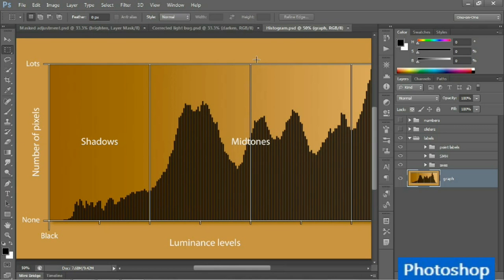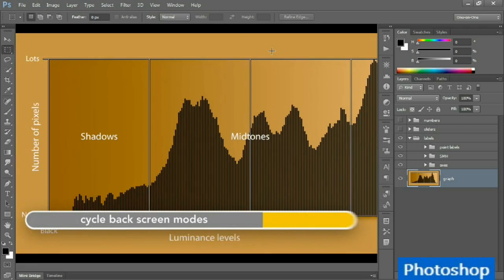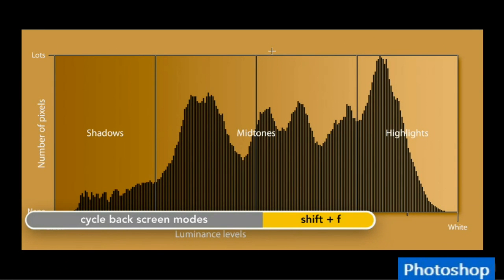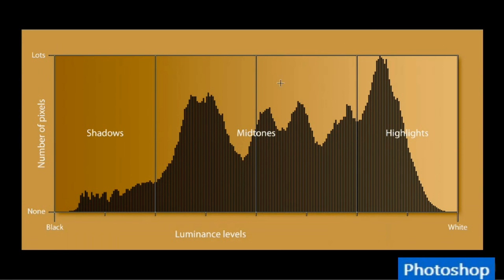And I'm going to switch to this image called histogram.psd, again found inside the 07 Luminance folder. And I'm going to press Shift F. By the way, you can back up through the full screen modes by pressing the Shift key along with F. And that'll take me directly to full screen as you see here. And this is a big diagram of a histogram.